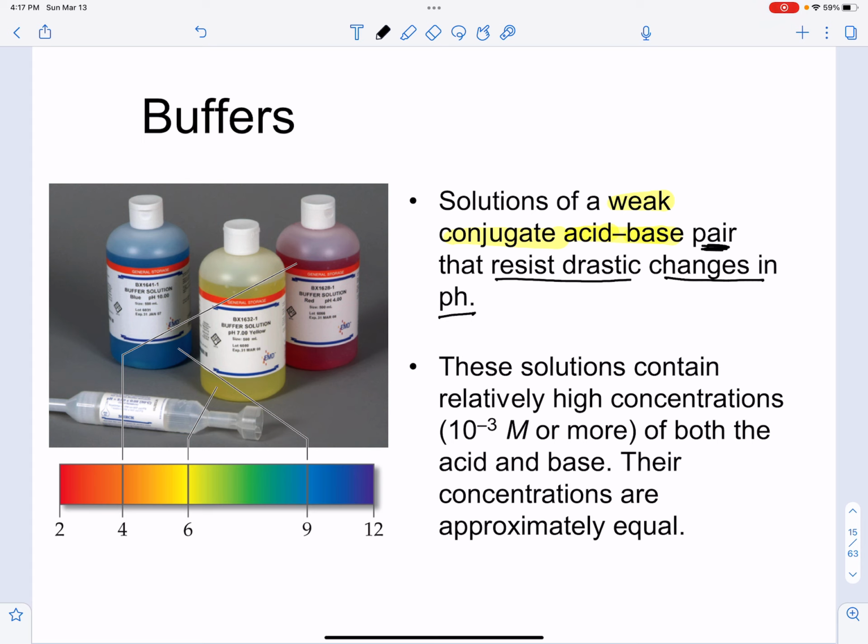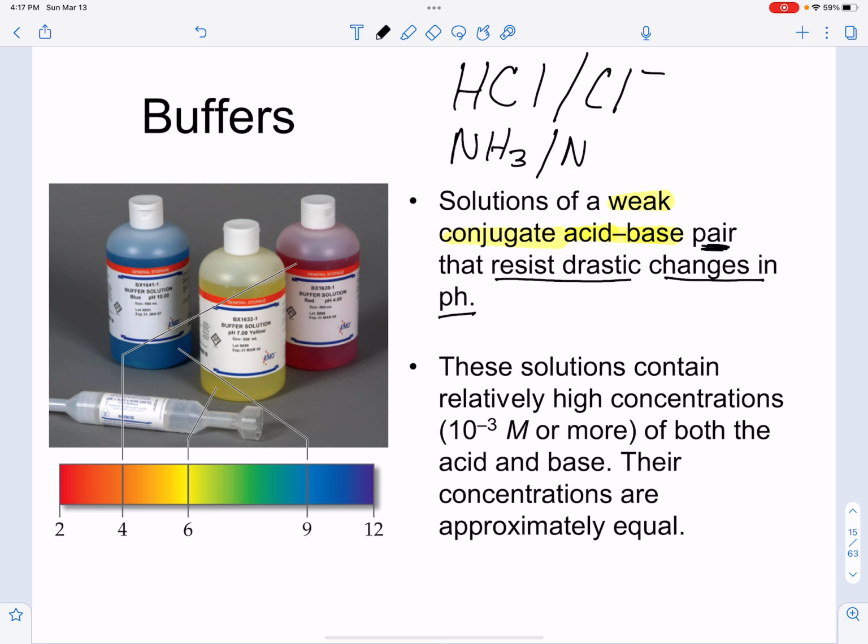So what is an acid-base conjugate pair? Where you can have HCl and the conjugate base is chloride, right? You can have ammonia and the conjugate acid is ammonium, right? You can have nitrous acid and the conjugate base is nitrite. So that's what we're talking about.